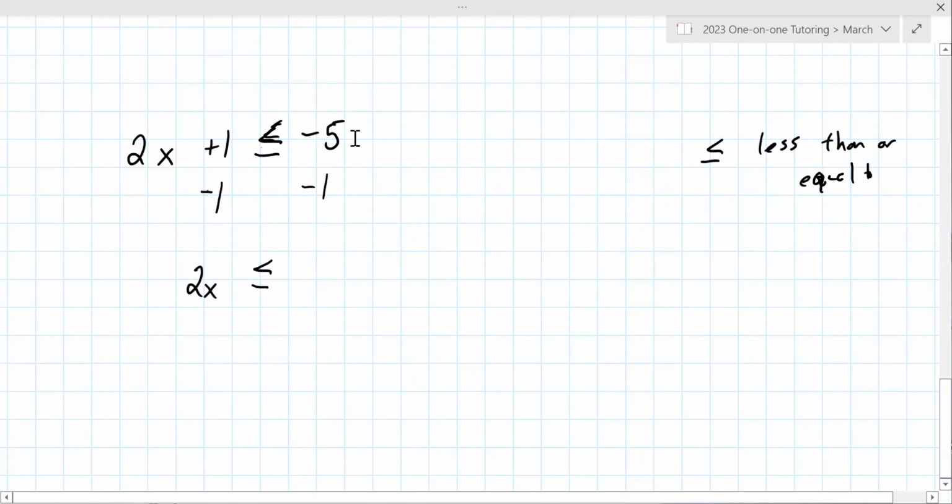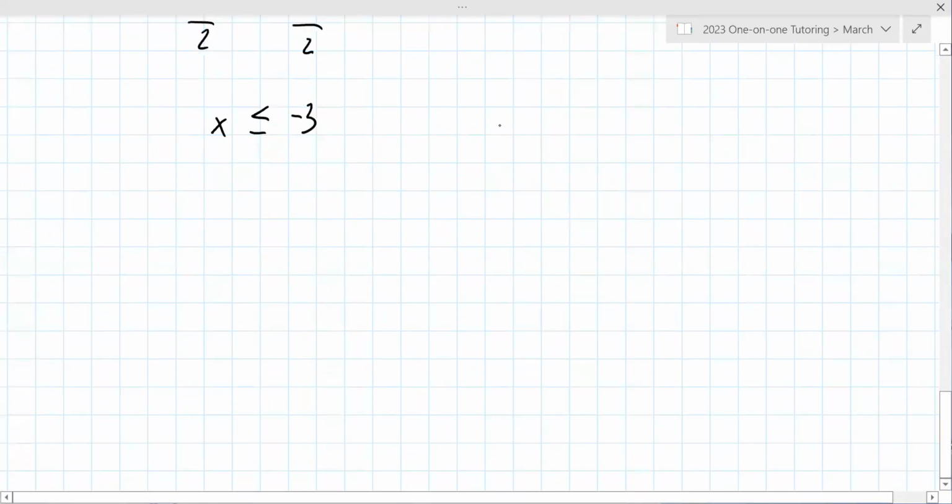Okay, that's good. -5 minus 1. You owe someone $5. You owe them another $1. How much do you owe them? 6. You owe them 6. Okay. That's what I did. And then divide by 2. Yes. And then you get x less than or equal to -3.